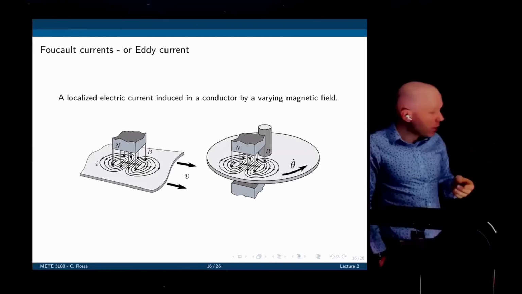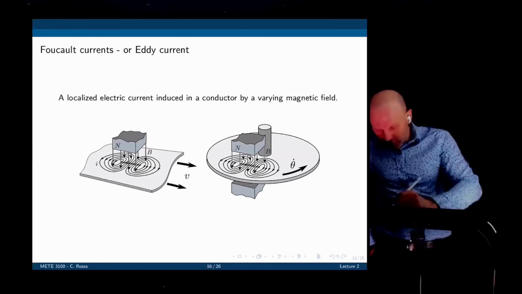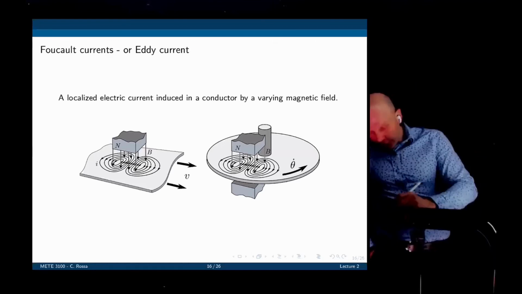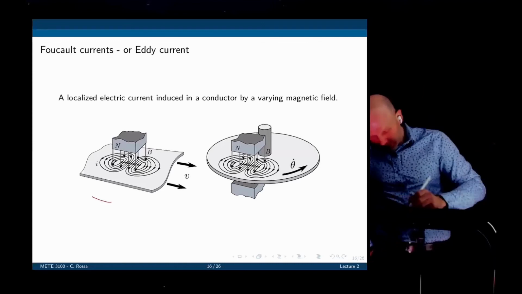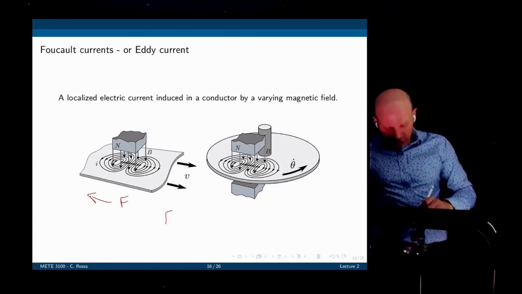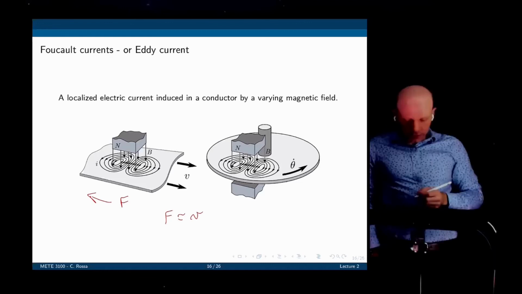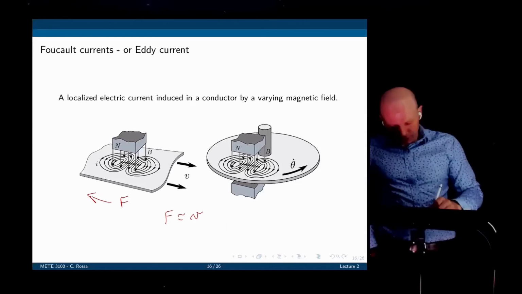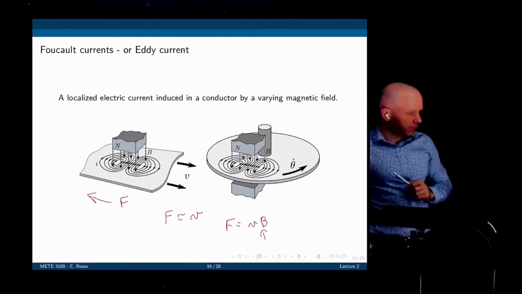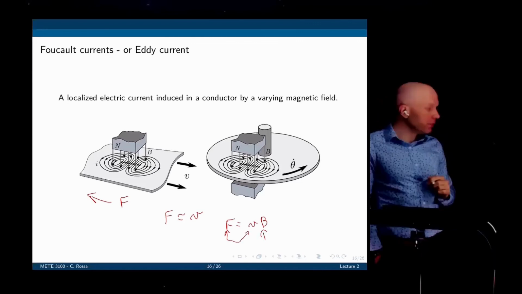Let's put it in this example here. If we move the plate to the right, there will be a force to the left. And this force, as we are going to see later, will be proportional to v. And this proportionality constant is actually the strength of the magnetic field. Now you're going to see that this is exactly what a damper is. You see, force equals a constant times the speed. It's a perfect definition of a damper.